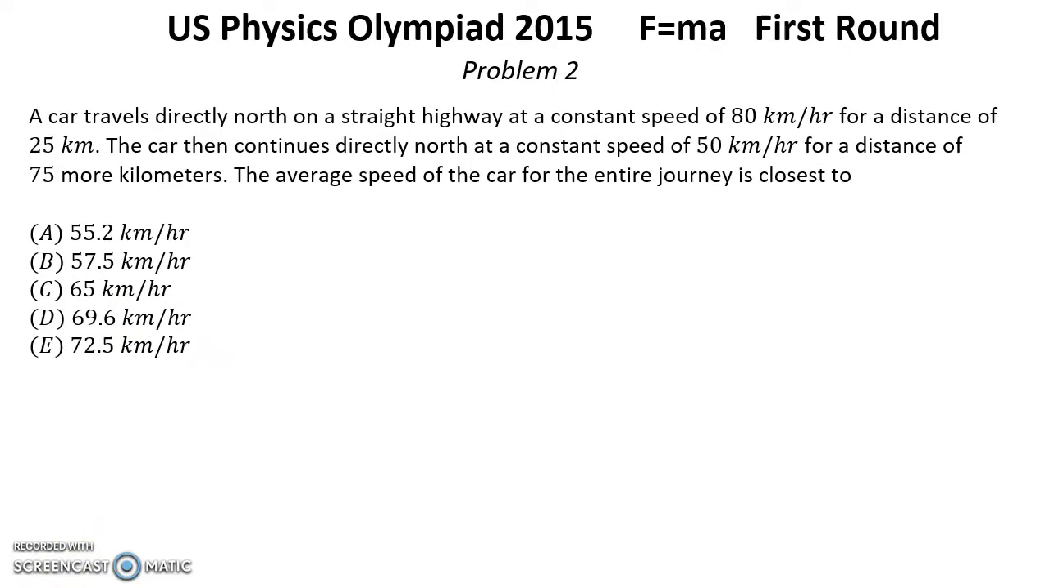Problem number 2. A car travels directly north on a straight highway at a constant speed of 80 km per hour for a distance of 25 kilometers. The car then continues directly north at a constant speed of 50 km per hour for a distance of 75 more kilometers. The average speed of the car for the entire journey is closest to.